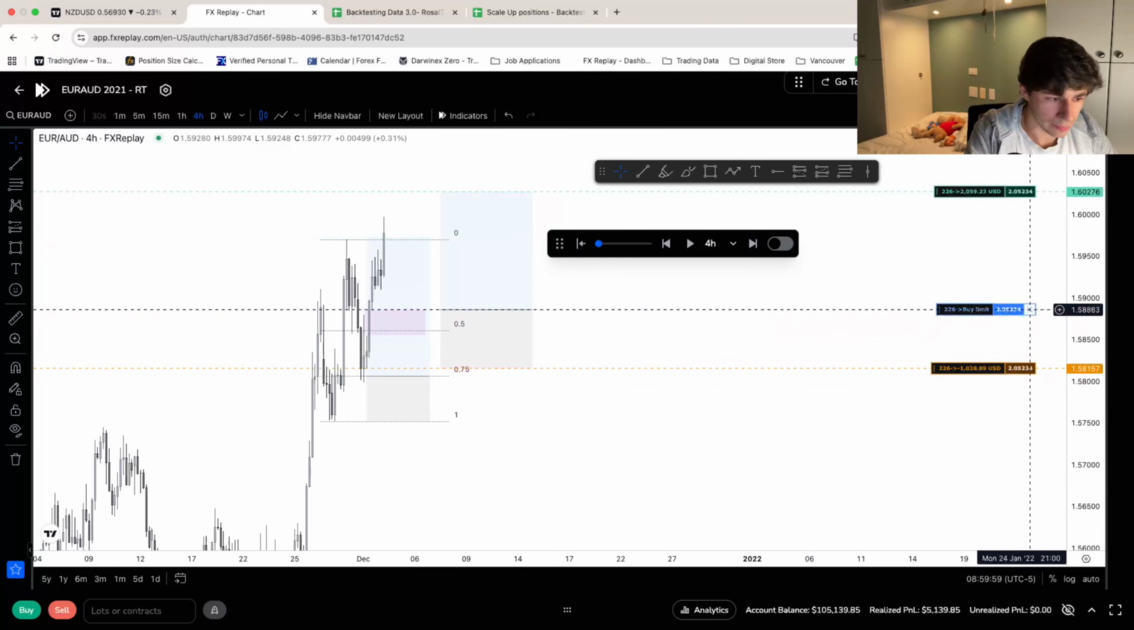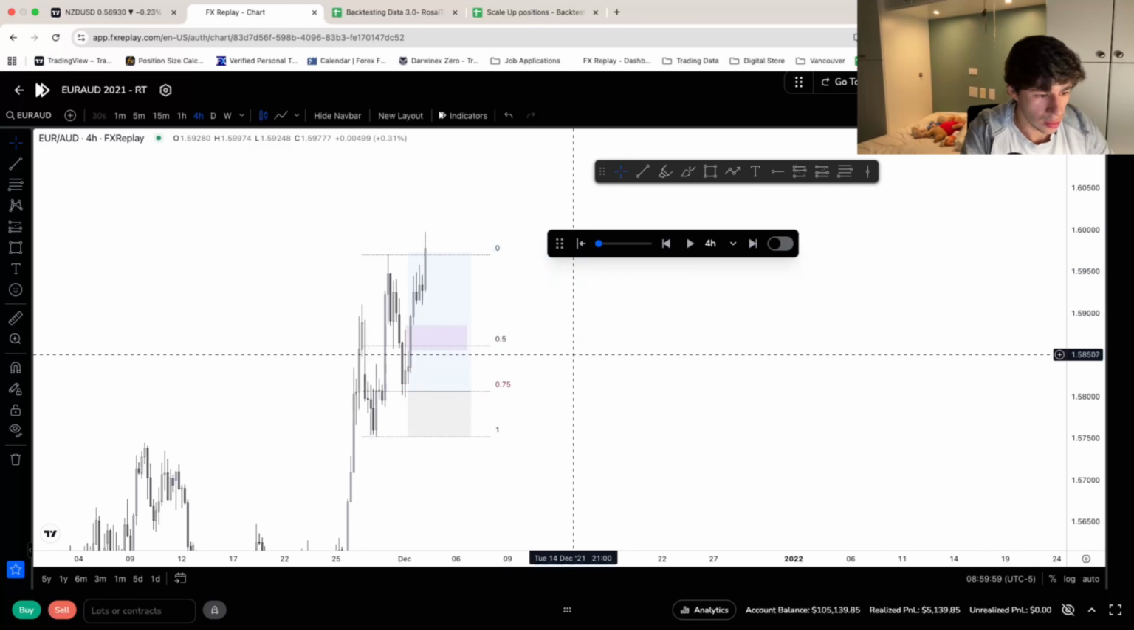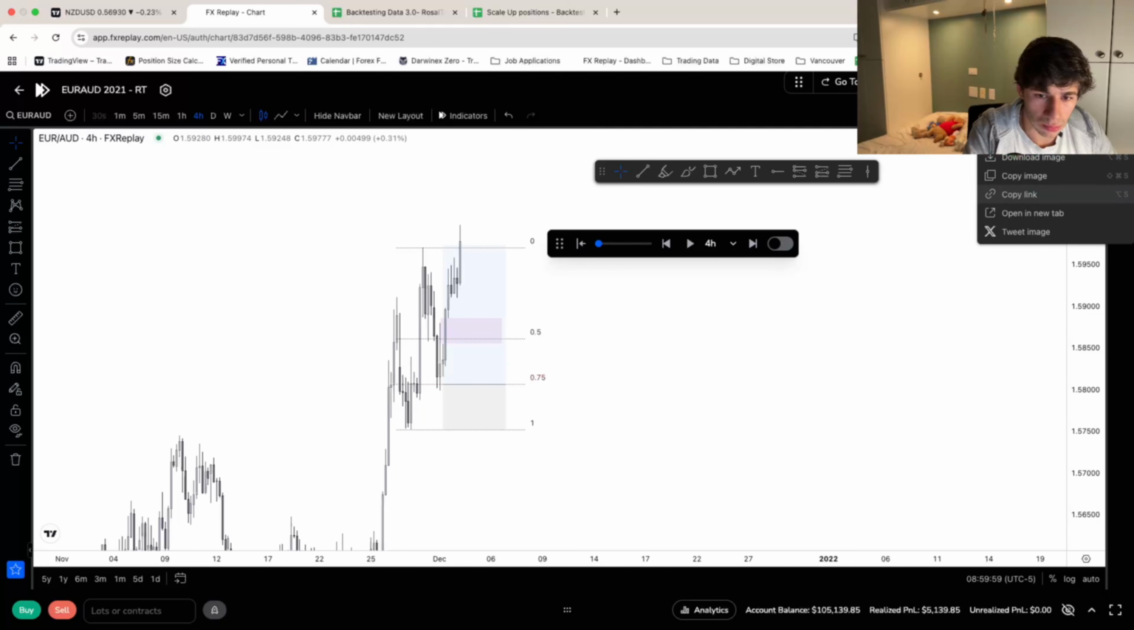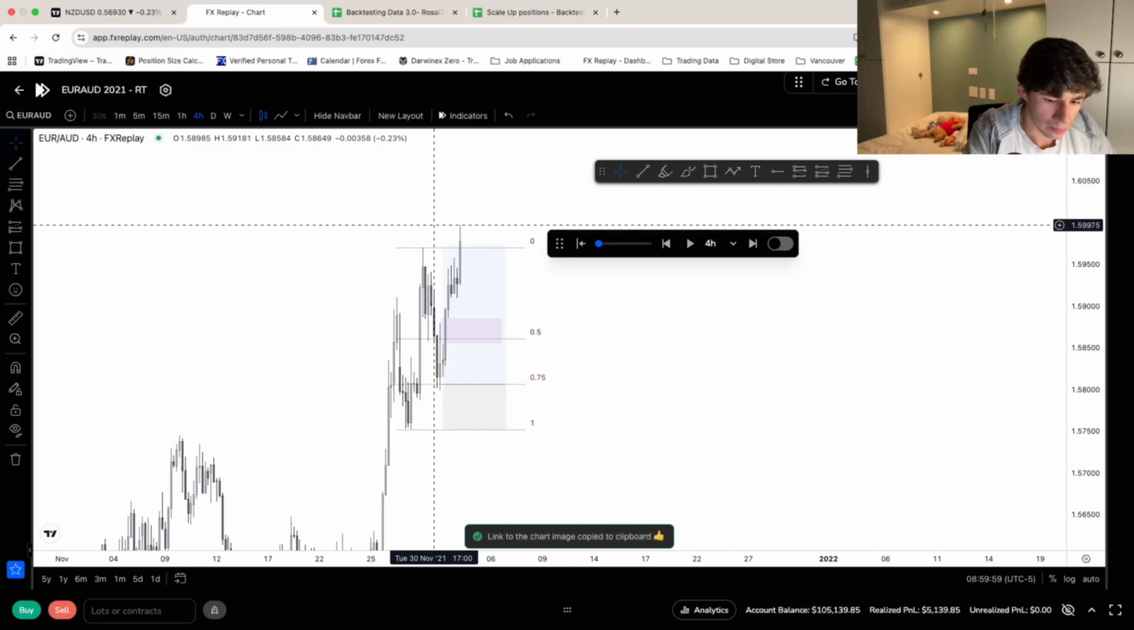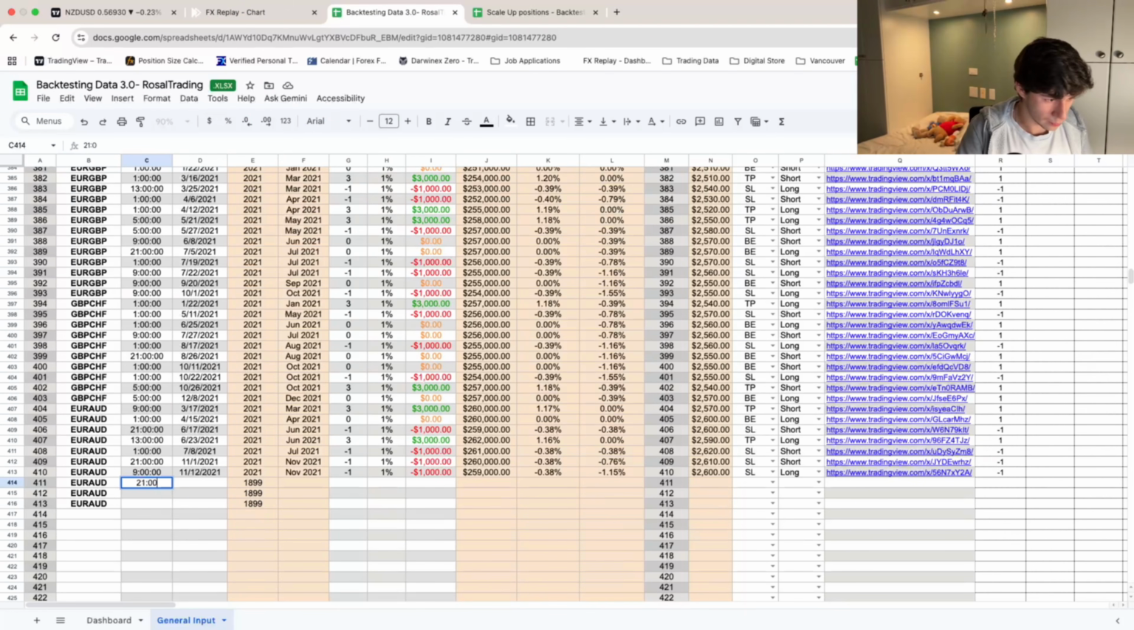Okay, so final TP in this one, but we didn't get filled in this scale up position, so it's all good. November 30, 21. So with just one trade, we removed all this losing streak. That's the power of 1 to 3 risk reward.